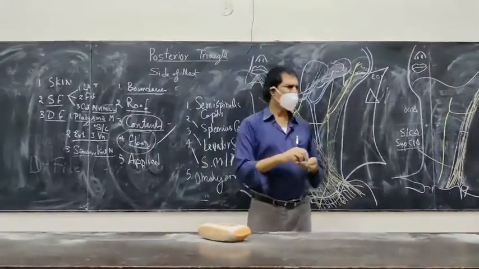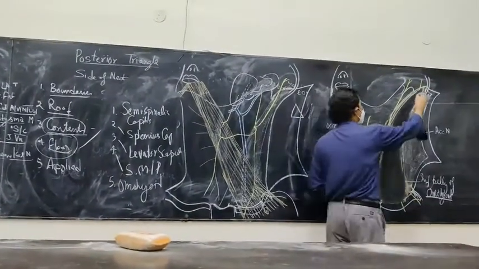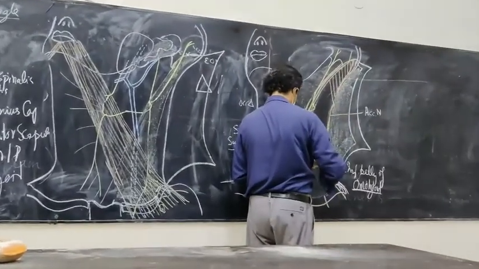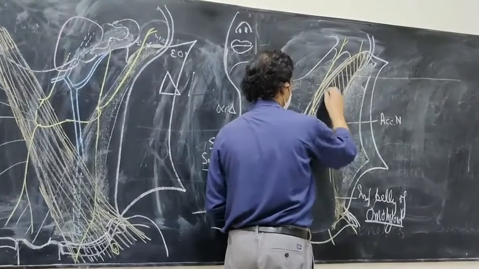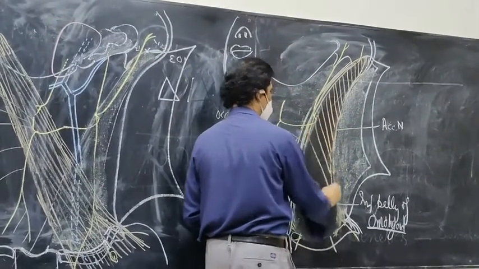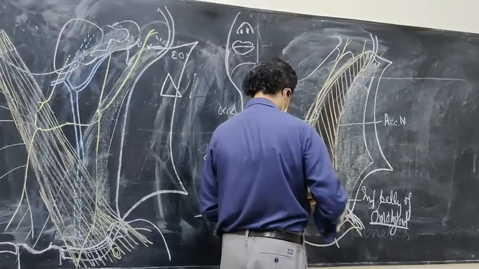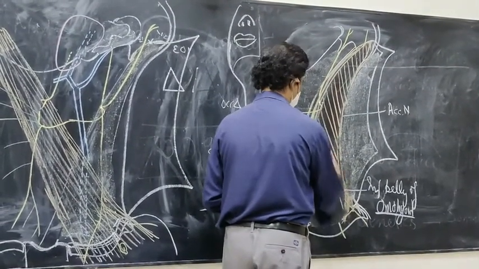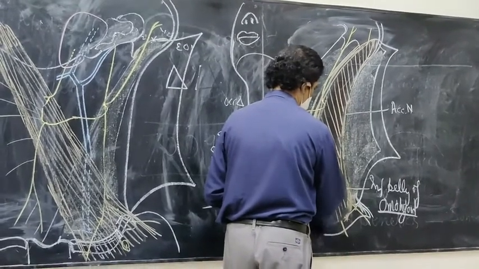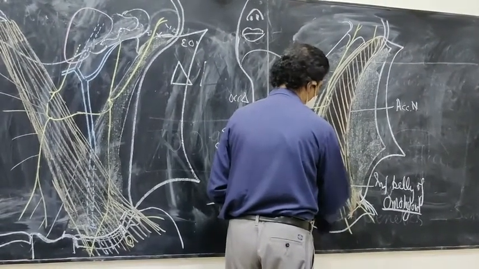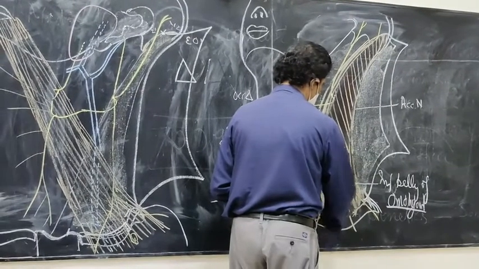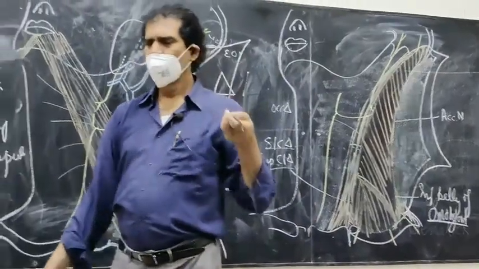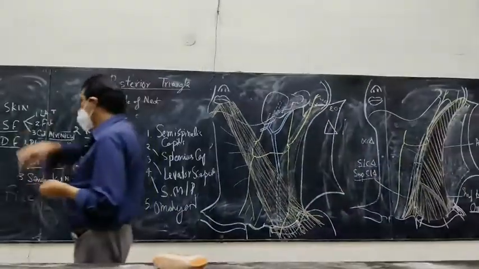So this is how we have to make the diagram also whenever the diagram comes. This is semispinalis capitis. Next is splenius capitis. Then the levator scapulae, crossed by omohyoid, scalenus medius, and so this is how you have made the floor of the posterior triangle.